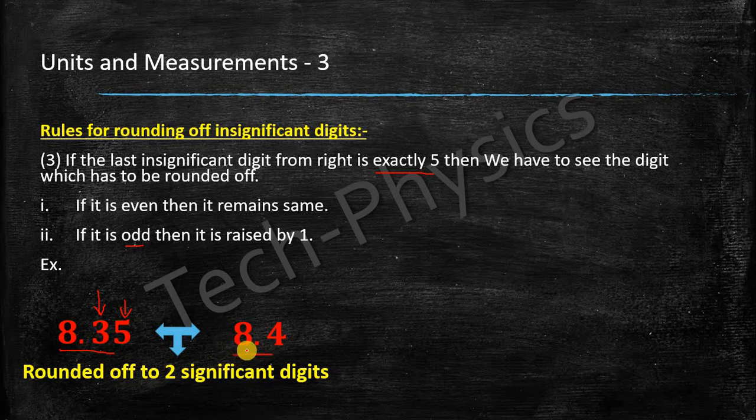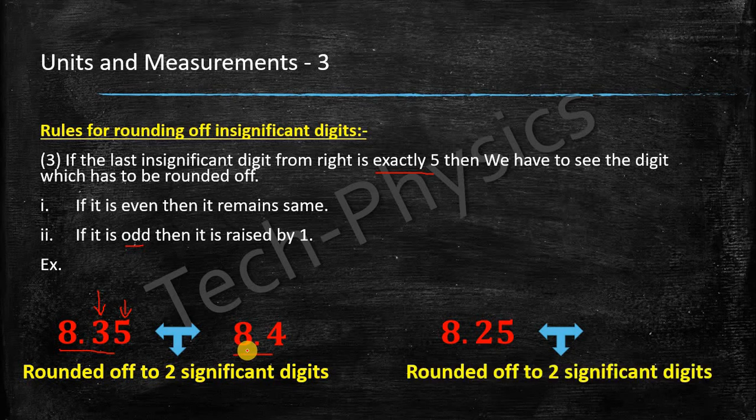Let us see one more case. This is 8.25, and now I have to round it off again up to 2 significant digits. Here you can see the number which has to be rounded off is 2. We are already following the cases because the number is exactly 5. This is the number which has to be rounded off and it is 2, that is an even number. So this is case 1. If it is an even number, then the number which has to be rounded off will remain the same and unchanged, so this will become 8.2 only. So this is the final thing.